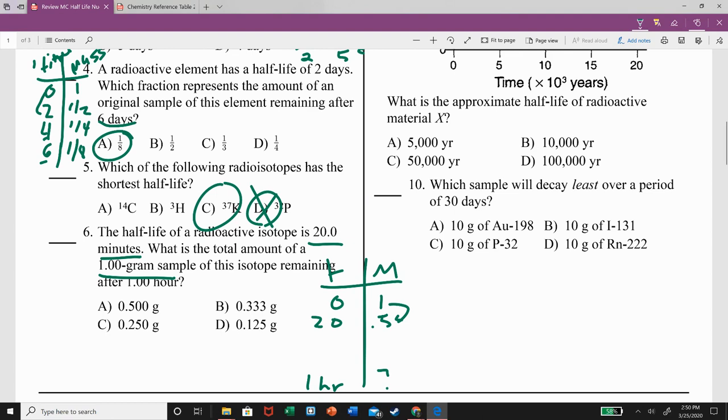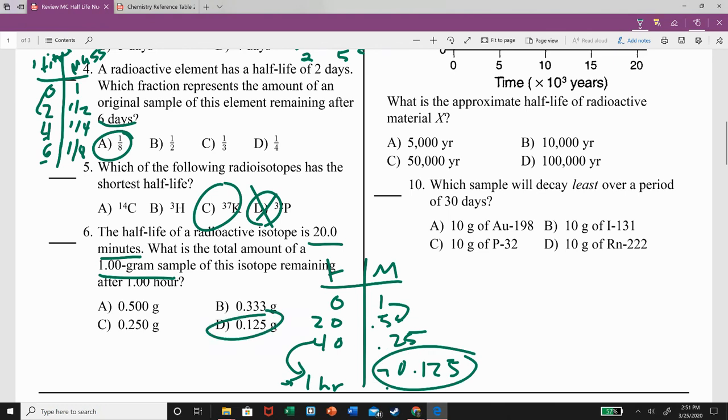So, am I at my end time of an hour? Nope. Add another 20 minutes. What do I have now? I'm at 40 minutes. So now a half becomes 0.25, right? And then 40 plus another 20 minutes gets me to that hour. And then I have 0.25, and I'm going to divide that by 2. That's going to be 0.125. And here's my ending amount, 0.125 grams.